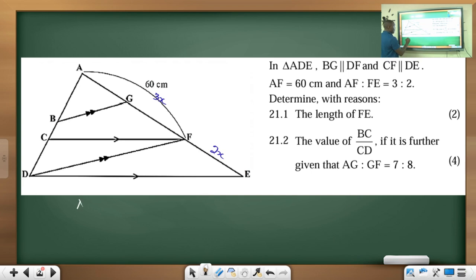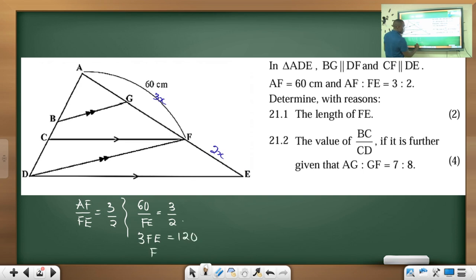We are told that AF over FE is 3 over 2, so we have 3x over 2x. The x would cancel each other, so I can literally just remove that. This is very straightforward. But now, do I have my AF? My AF is 60. Beautiful. 60 over FE equals 3 over 2. And all you need to do is cross multiply. 3FE equals 120. And what is FE? 40 centimeters. That's very straightforward. That's just beautiful.